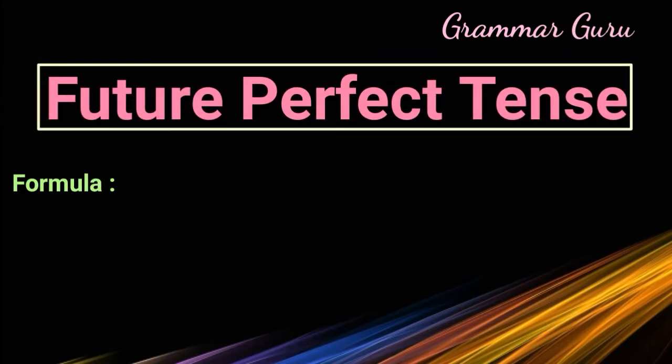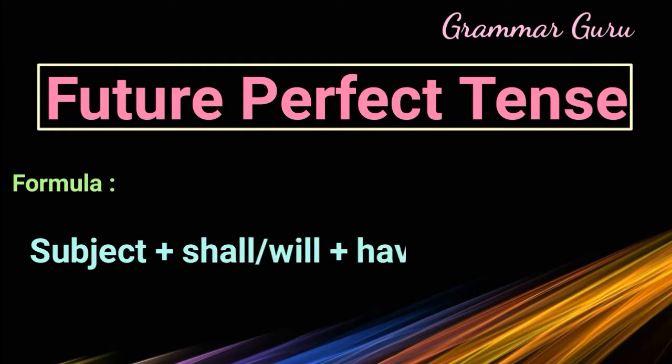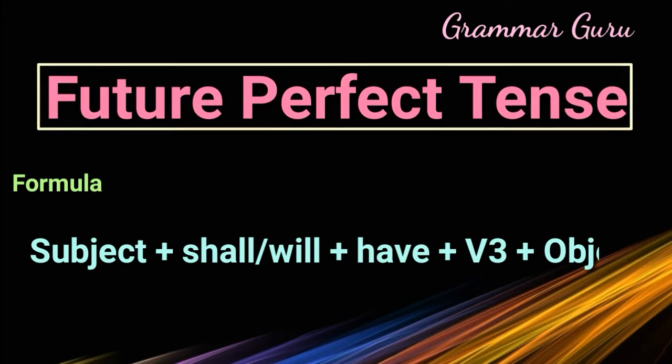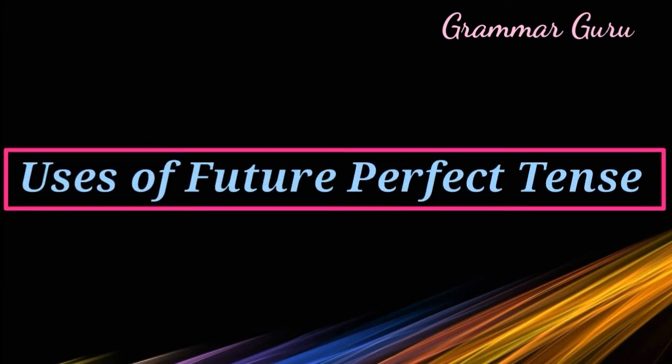Formula: subject plus shall/will plus have plus verb third form plus object. Uses of future perfect tense.